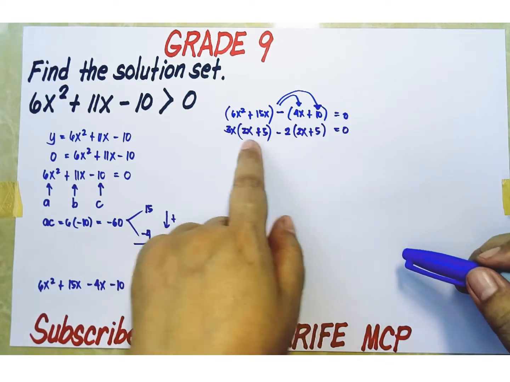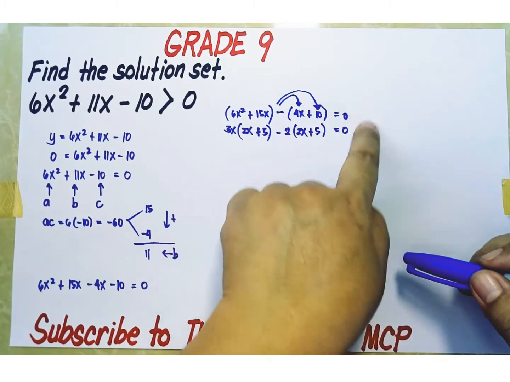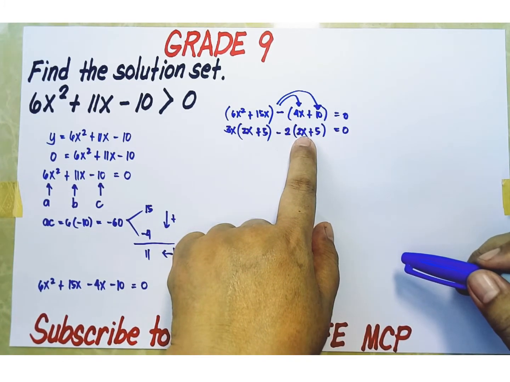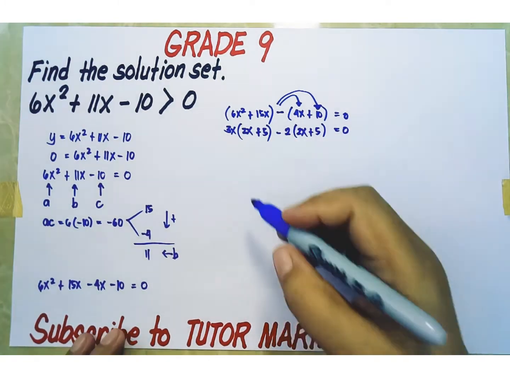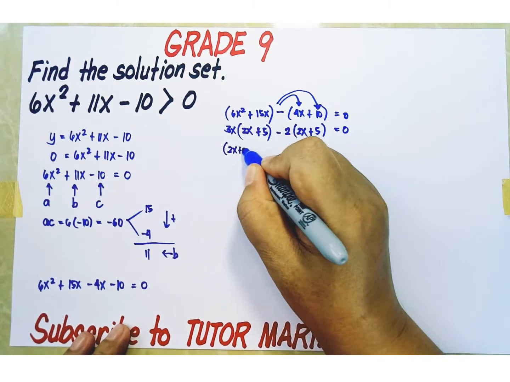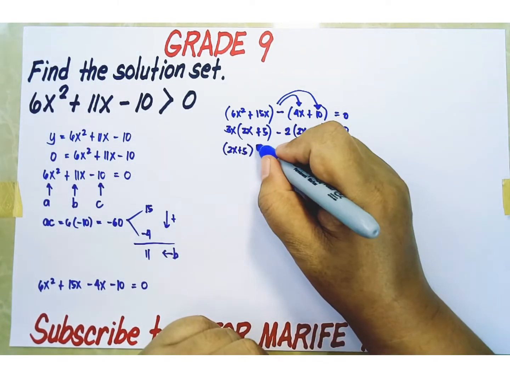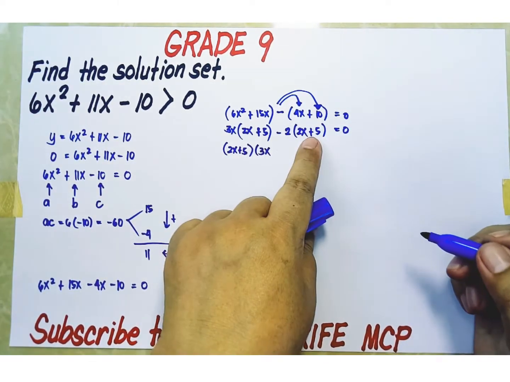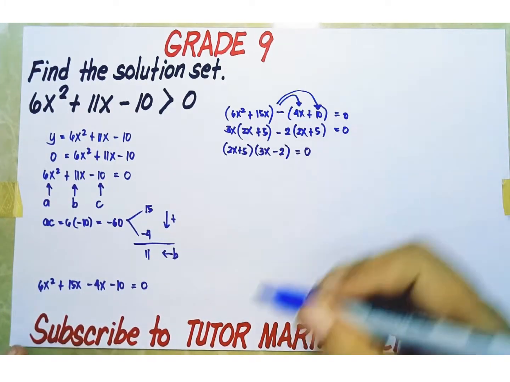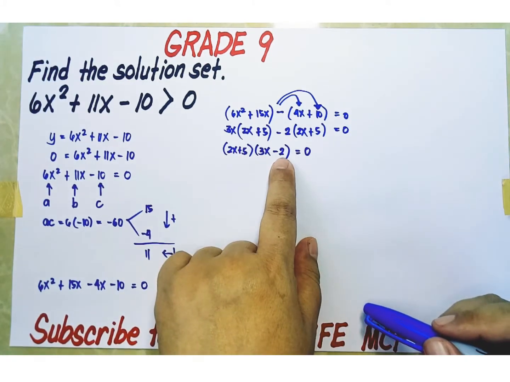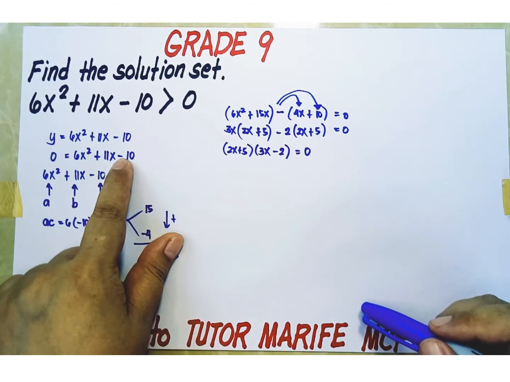This is our desired result. There should be a common binomial factor in our succeeding step, because what we want to do is to factor out the common binomial factor. So let's factor it out. If we factor this out, left over will be 3x. If we factor this out, left over will be negative 2, equal to 0. These are the factors of 6x squared plus 11x minus 10. Let's double check before we proceed.